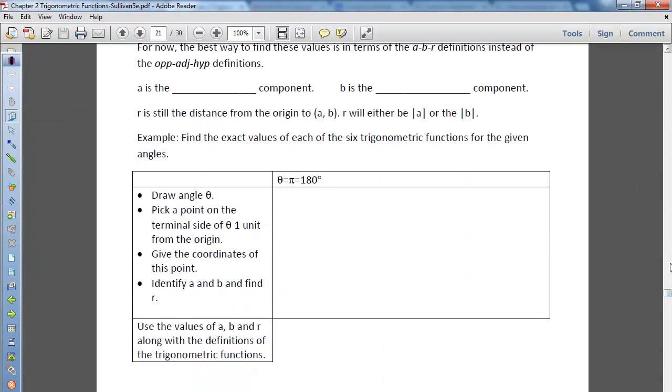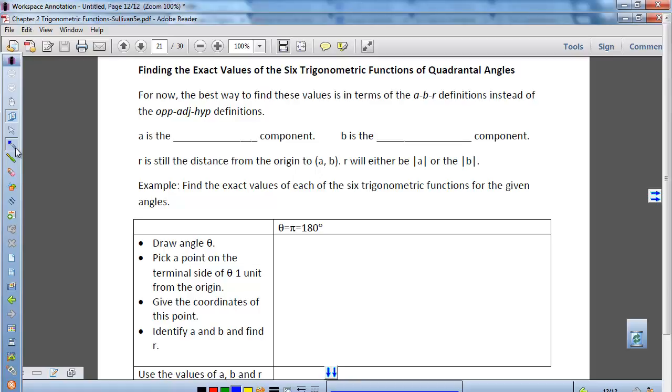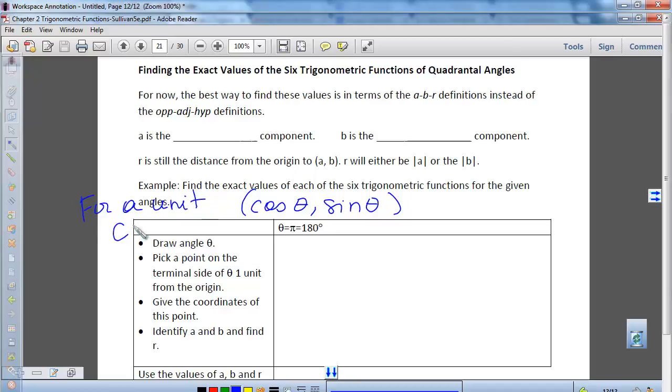All right, what about our quadrantal angles? Okay, this is the way we're going to look at this. I need to change this in the notes. But for the quadrantal angles, and really anytime we're on a unit circle, we're going to think of the coordinates as cosine theta, sine theta. For a unit circle, okay, x y can be thought of as cosine theta and sine theta, okay?